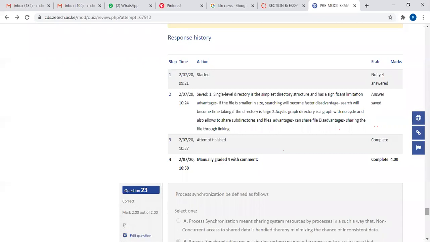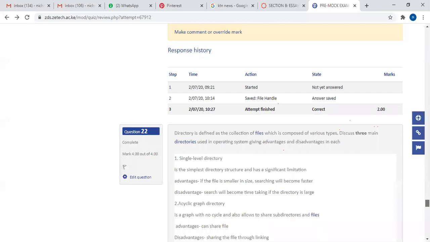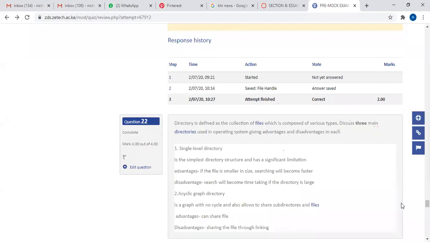Okay, so I think that was what you are supposed to do. And please make sure that you understand the directories. Make sure that you understand all the directories that we have and how we should be able to implement them.